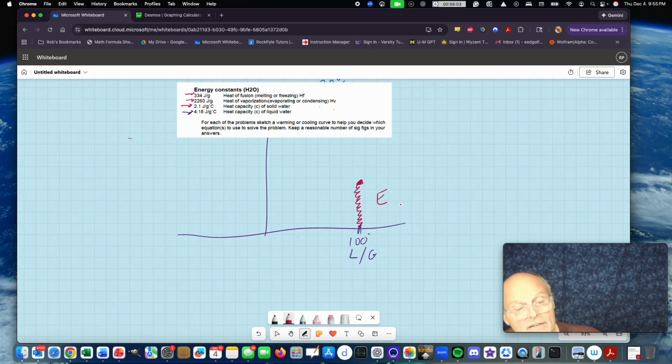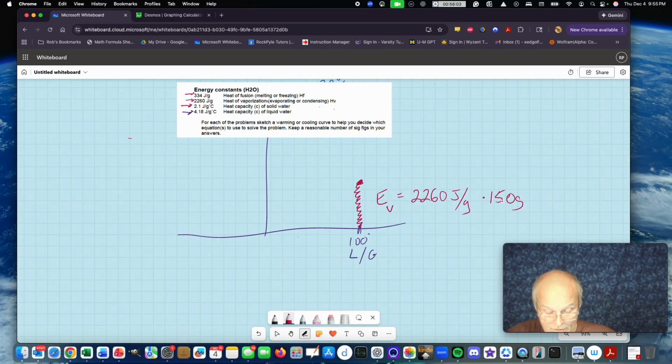So the energy to vaporize is 2,260 joules per gram. Once again, no temperature change because this happens at the boiling point, times 150 grams is 339,000 joules. So you see, each of these energy changes becomes more and more expensive in terms of energy.